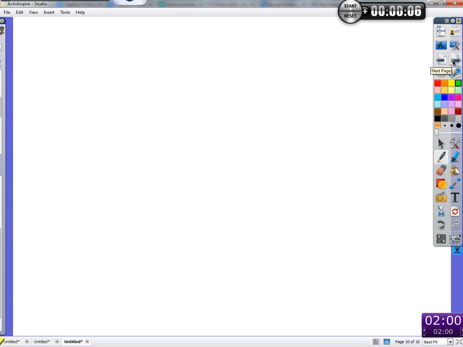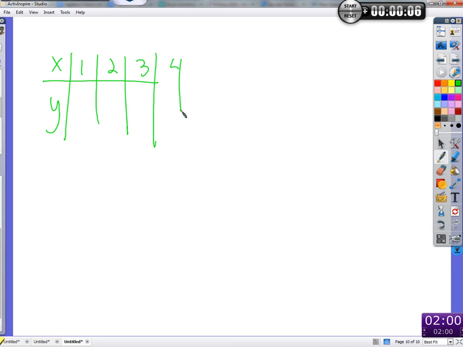How about this one? x: 1, 2, 3, 4. y: 1, 8, 27, and 64. What will you do to x to get y? Try not to rely on just patterns between here to there, from there to there. See how you can take x and turn it into y. Just start at x and get to y.